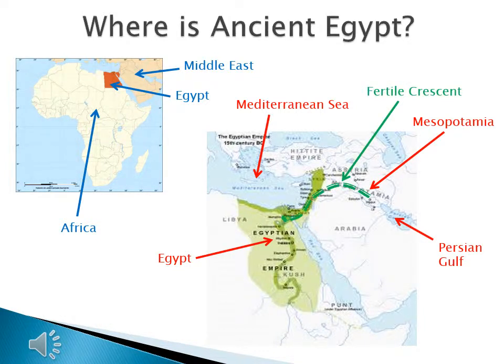Now, to make sure we know exactly where to find Egypt, we're going to add one new landmark. That is the Red Sea. The Red Sea separates Egypt and Africa from the Arabian Peninsula in Asia. Go ahead to the next slide.